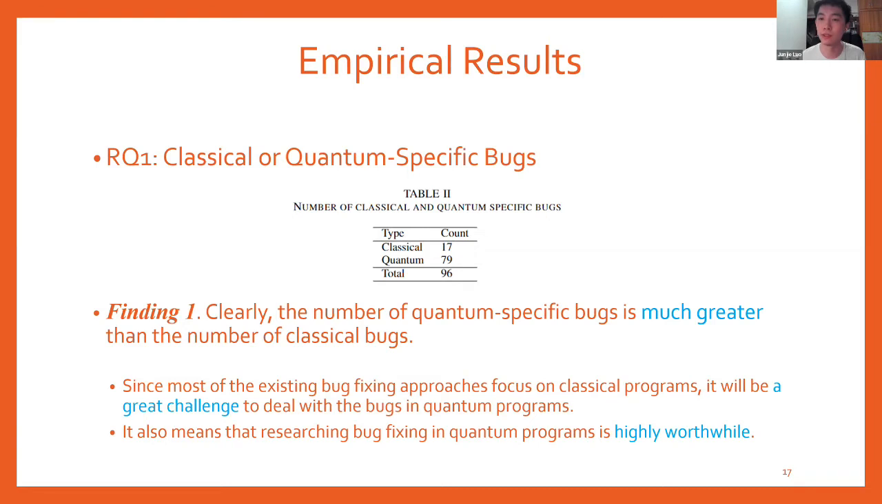From the results of the investigation, we can derive the following findings. Clearly, the number of quantum-specific bugs is much greater than the number of classical bugs. From this finding, we can learn that since most existing bug fixing approaches focus on classical programs, it will be a great challenge to deal with the bugs in quantum programs. And it also means that researching bug fixing in quantum programs is highly worthwhile.